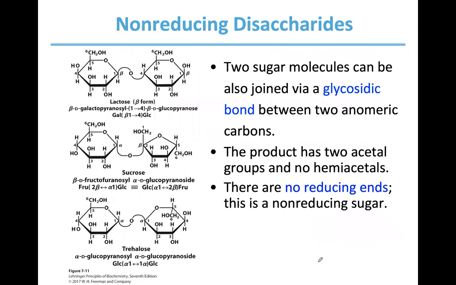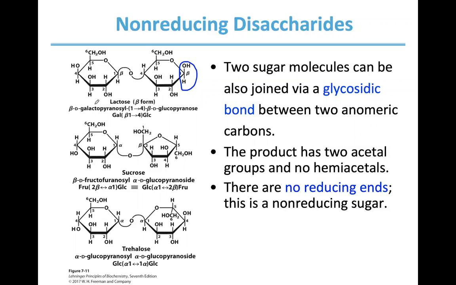Okay, let's look at a couple more of these. So now these are non-reducing disaccharides. Why they're non-reducing is because if you link them through the anomeric positions of both monosaccharides, basically you eliminate both reducing positions. If you eliminate both reducing positions, then there's no longer a reducing position left. So sucrose, for example, is a non-reducing sugar. Now lactose is still a reducing sugar. Why? Because of this free anomeric position.